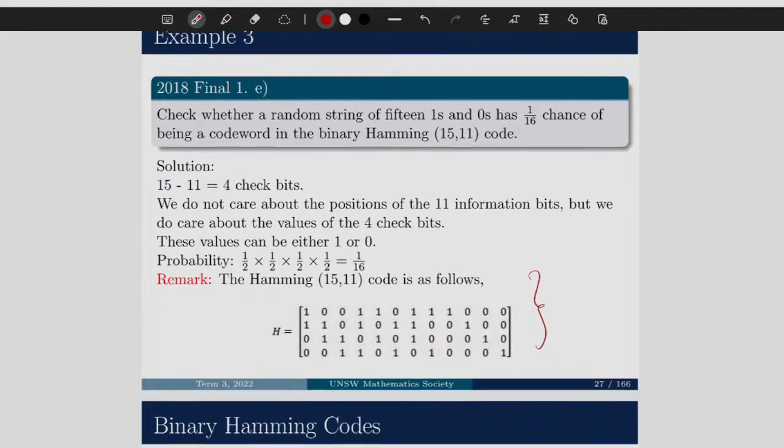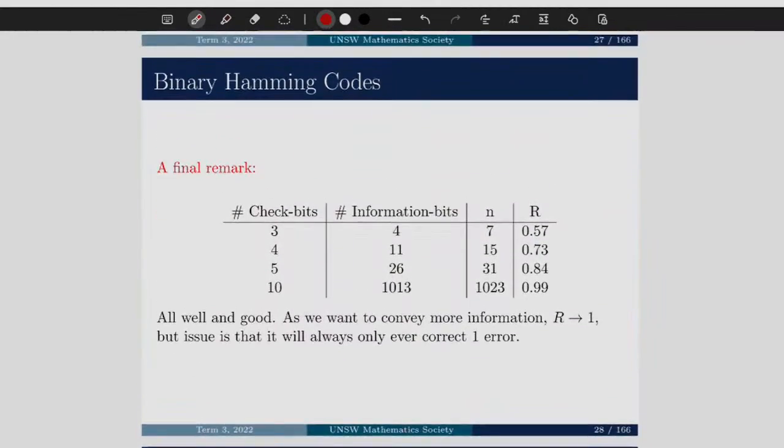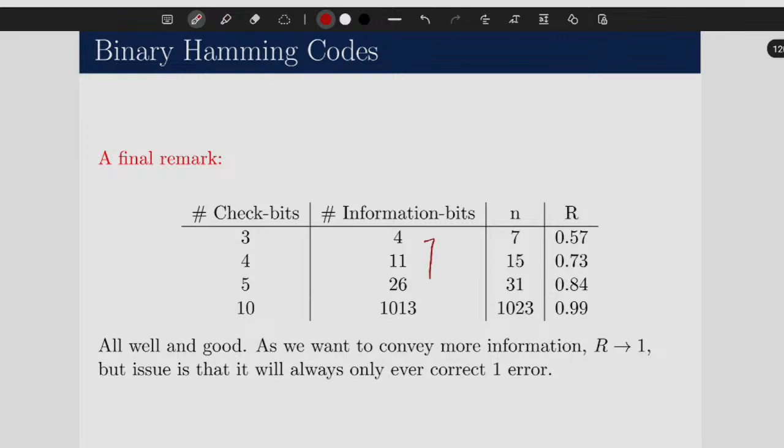Hopefully good. Okay. A very final remark about binary Hamming codes is that as my information bits increase, as the amount of information that comes through increases, naturally we'll need fewer check bits, but our information rate gets closer and closer to 1, right? If you're curious what on earth information rate is, we're going to cover it very soon, but the idea is, great, the information rate is closer to 1, but we're always going to be limited by the fact that it can only ever correct 1 error, and that's it.